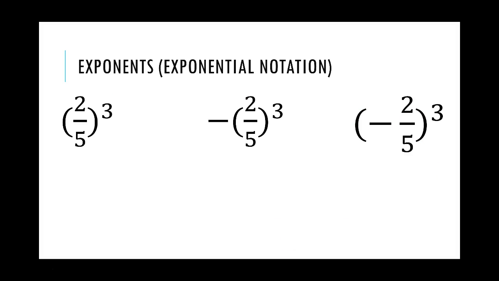Let's look at another one. So this one has fractions, but all the same concepts apply. So we'll look at this first one. I have 2/5 to the 3rd power. Notice it has parentheses around it, which is fine, but there's no negative or sign either inside or outside. So this is saying take everything inside those parentheses 3 times. So that's 2/5 times 2/5 times 2/5.